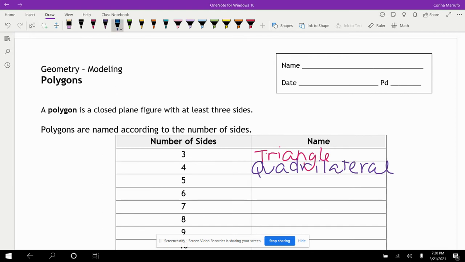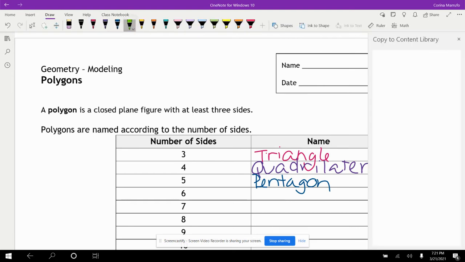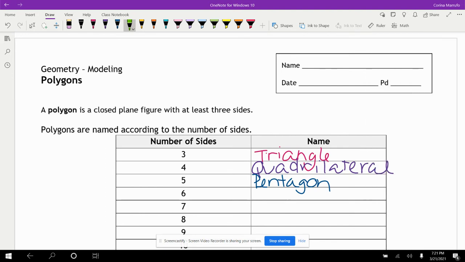If it has 5 sides, a 5-sided figure is called a pentagon. So it's going to take you back to elementary school where you learned all these names, or at least I hope you learned all these names. If it has 6 sides, a 6-sided figure is going to be called a hexagon. Hexagon. Okay.